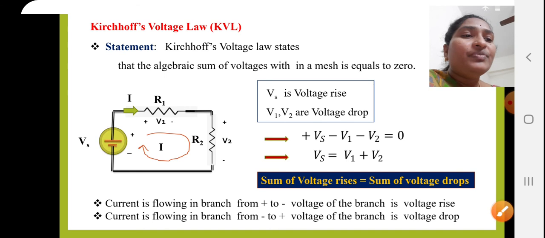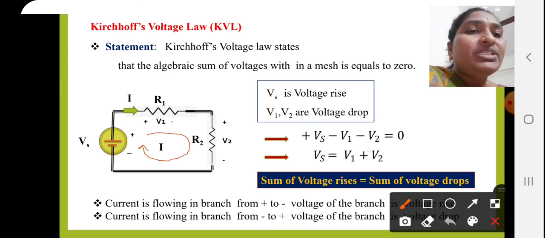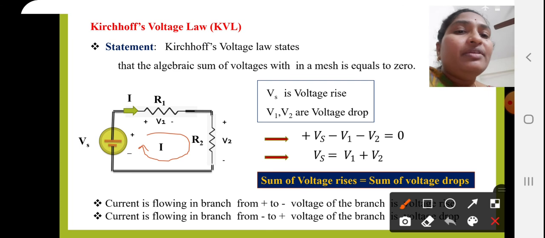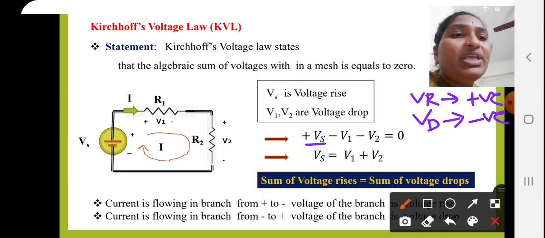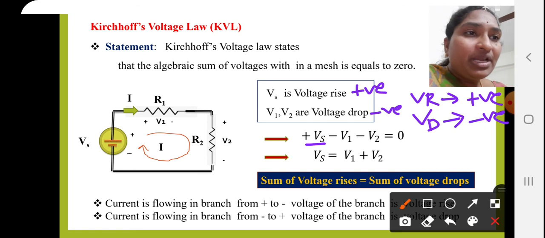Now, all the voltage rises are taken as positive. We can make either sign convention, but here all the voltage drops are taken as negative. According to that rule, the voltage source value, Vs, is a voltage rise and is taken as positive, and voltage drops are taken as negative. So it becomes plus Vs minus V1 minus V2.